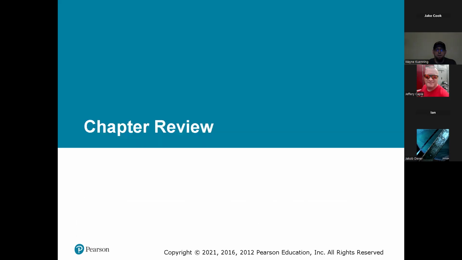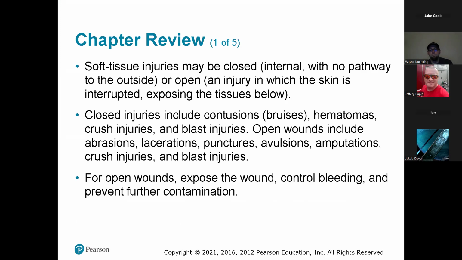Roller gauze application is pretty straightforward. Soft tissue injuries are usually closed, internal with no pathway to the outside. Sometimes they can be open, in which an injury breaks the skin, exposing the tissues below, whether it be muscle or bone.